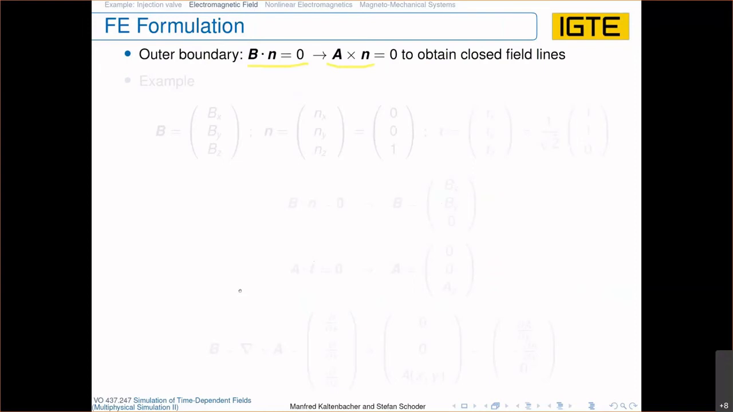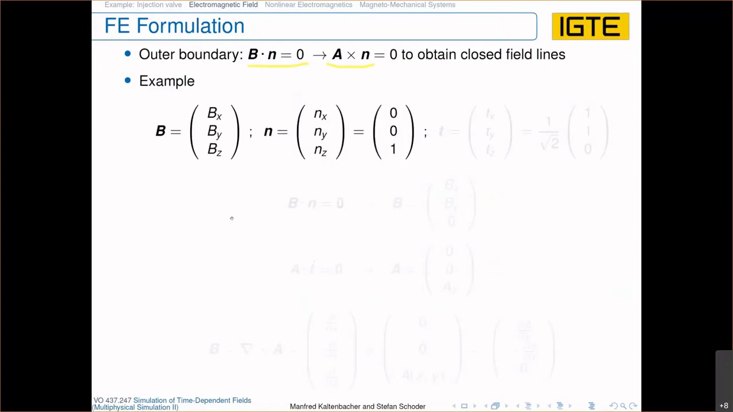Okay, let's have here an example. In this case, let's say we express B by the three components, x, y, and z component, and we have a normal vector on the surface, which, for example, has just a z component. So it is a surface which is parallel to the xy plane, and on this surface we want to have that the normal component of B is forced to be 0. And as you know, we have to apply it correctly to the magnetic vector potential.